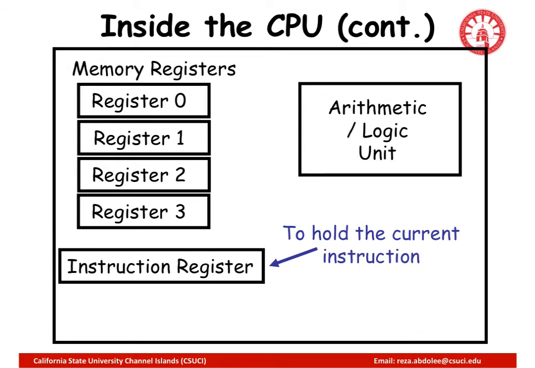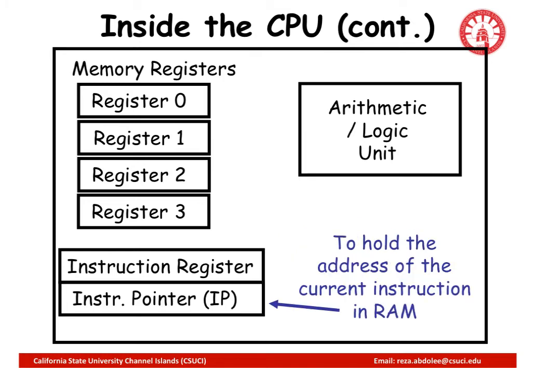The instruction register is another important register within the CPU that holds the instruction currently being processed by the CPU. Another key register within the CPU is the instruction pointer register, which holds the address of the current instruction that is stored in the RAM.